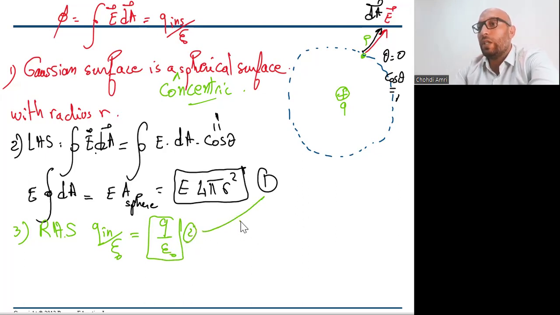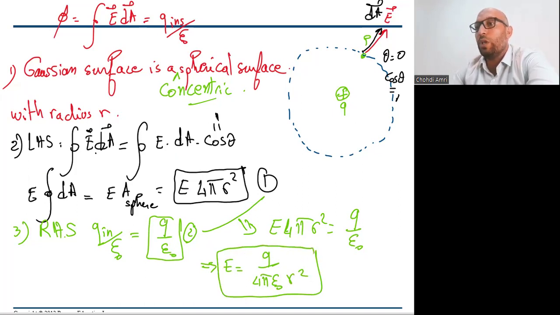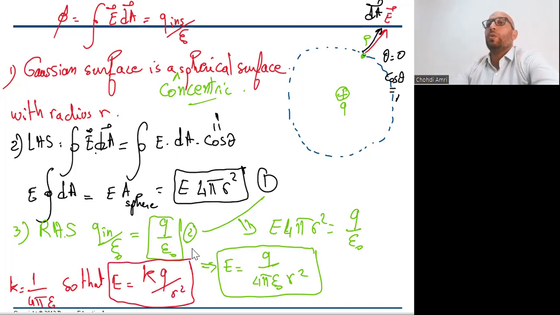From the left-hand side and the right-hand side, we can conclude that E 4 pi r squared equals Q divided by epsilon naught. So we can write E equals Q over 4 pi epsilon naught r squared. And this is the electric field produced by a point charge using Gauss's law. So what do you know about K? K, Coulomb's constant, is 1 over 4 pi epsilon naught. So the electric field E is KQ over r squared, and this is our electric field produced by a point charge.